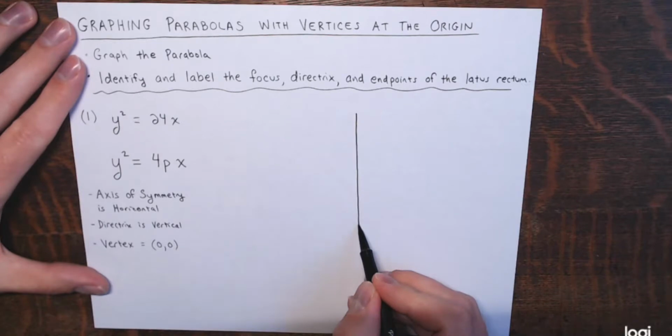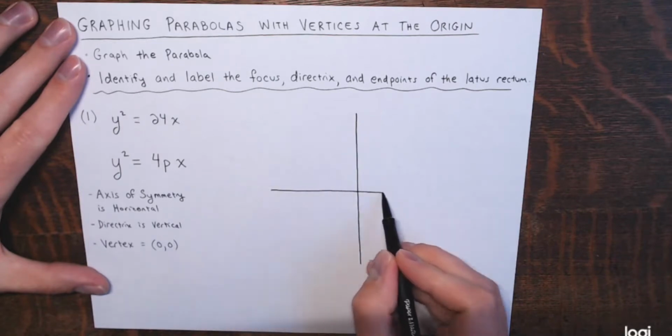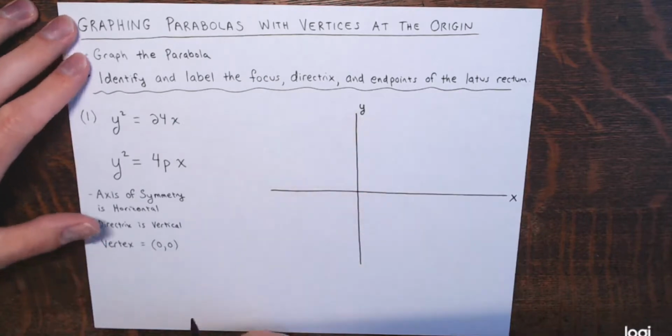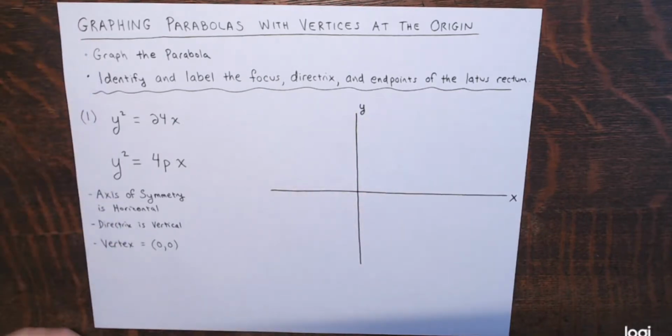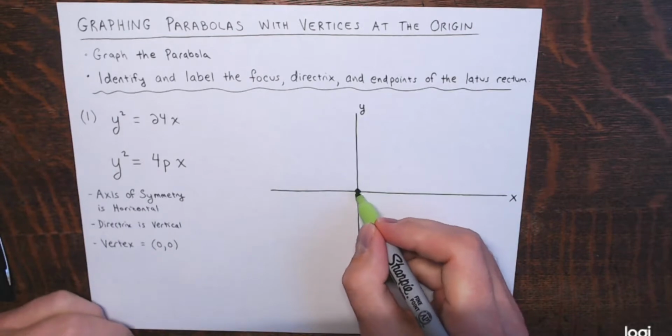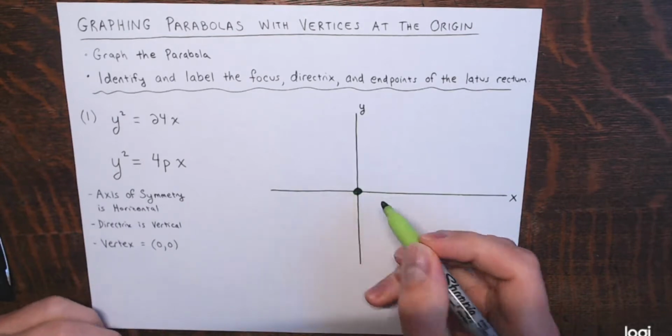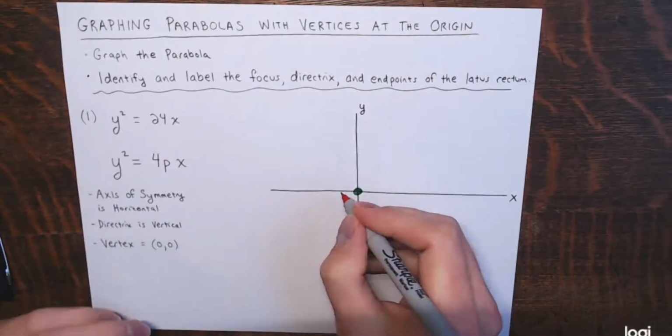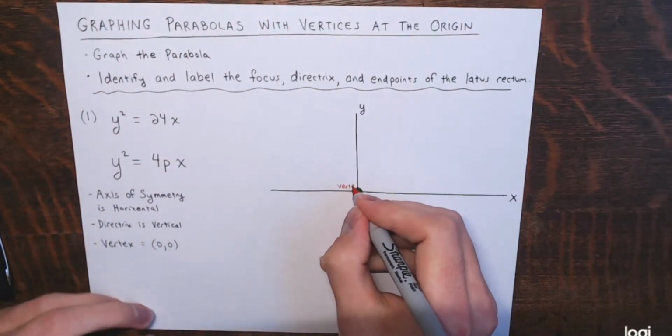And I'll start drawing some things over here on a makeshift XY plane. And then we'll go to a graphing calculator after to see if our graph is actually good enough. Alright, so like I said, the origin will be the vertex of the parabola, and I'll label that here. This is the vertex at the origin.